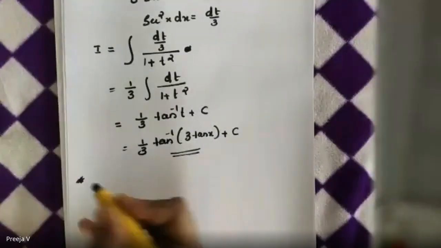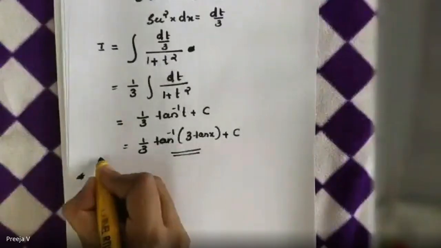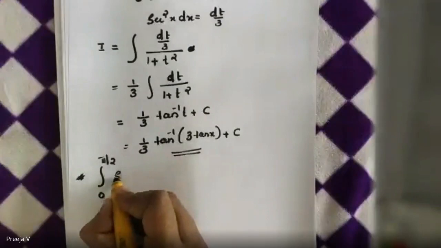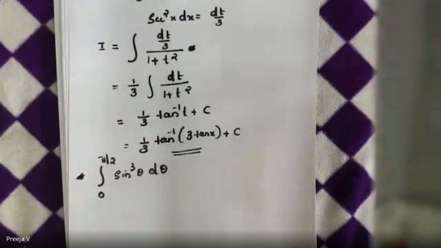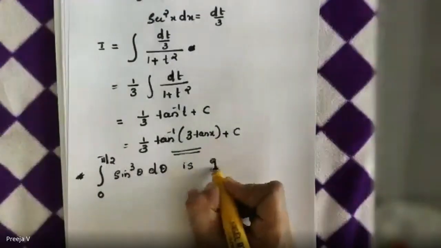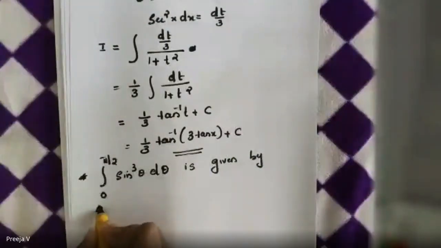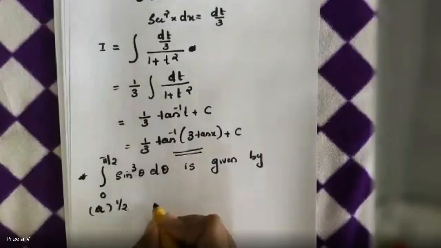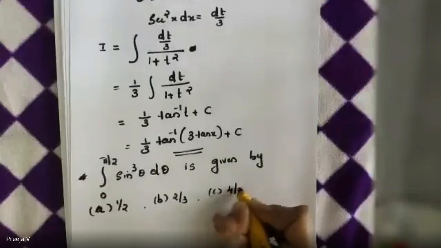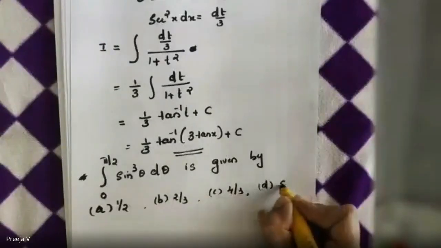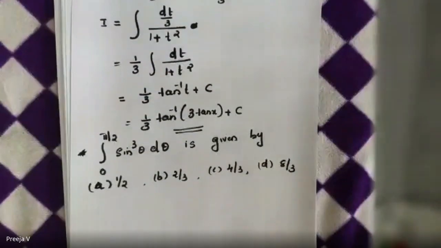Next question. Integral 0 to pi by 2 sin cube theta d theta is given by, the options are: first one 1 by 2, second one 2 by 3, third option 4 by 3, and fourth option is 8 by 3. How can we evaluate this integral 0 to pi by 2 sin cube theta d theta?